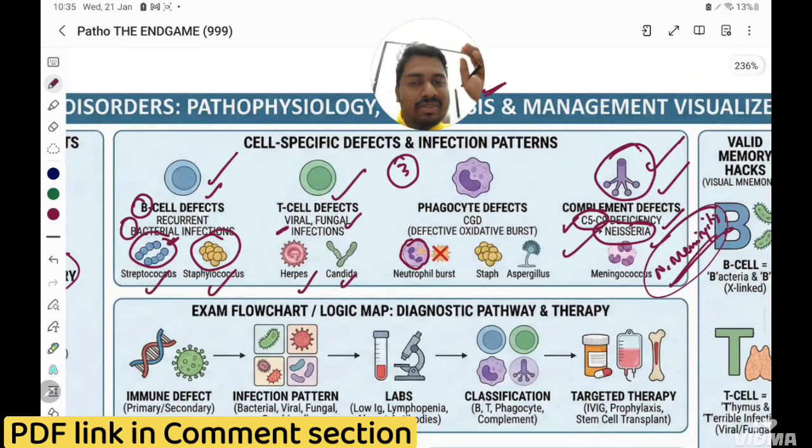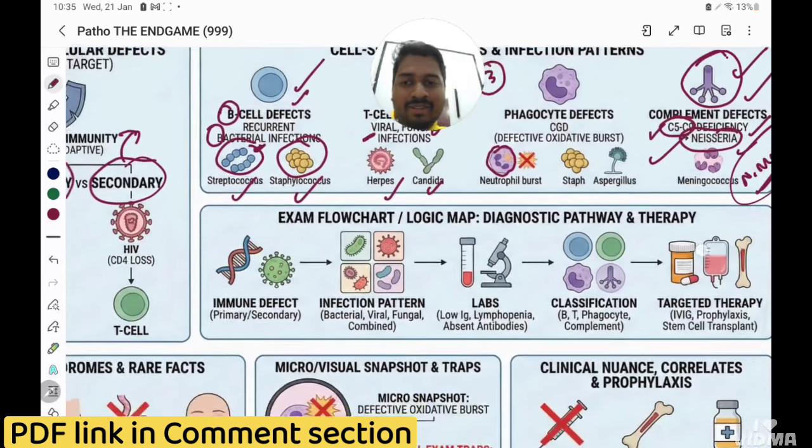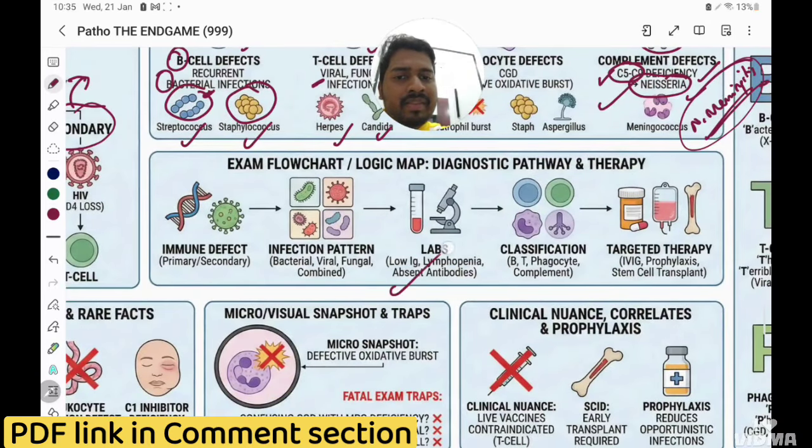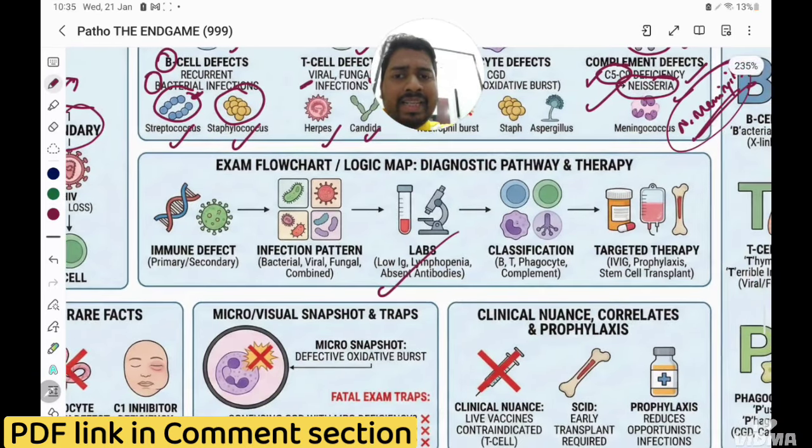So there are actually a total of 10 types of immunodeficiency disorder according to the latest classification, and you don't have to go into depth for everything. In case of immunodeficiency disorder, how do you proceed? So history will be recurrent infections. Then you will find what is the infection pattern, whether it is bacterial, viral, fungal, or combined.